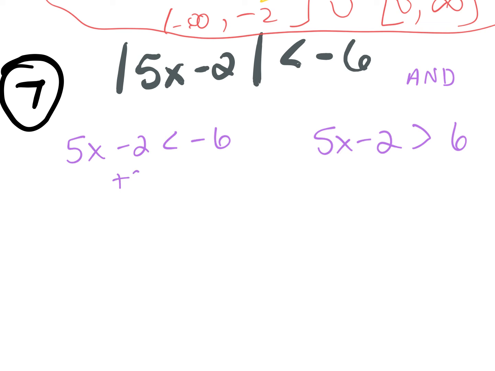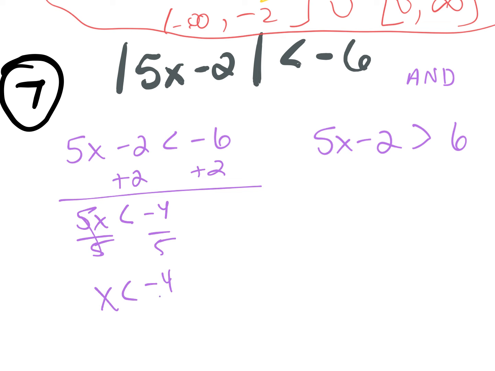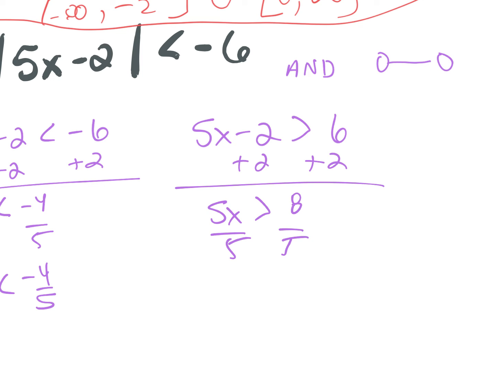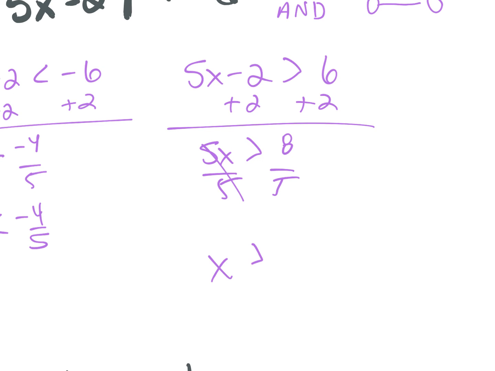So go ahead and go through the motions. Add 2 to both sides. 5x is less than negative 4. Divide by 5. And I get x is less than negative 4/5. I'm going to add 2 to both sides. 5x is greater than 8. Divide by 5. And x is greater than 8 over 5. Everybody with me?